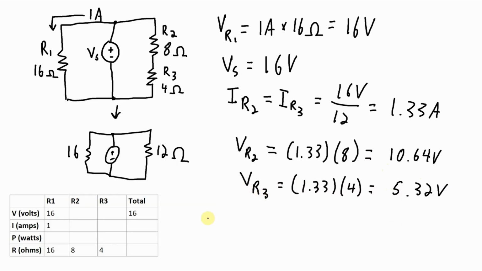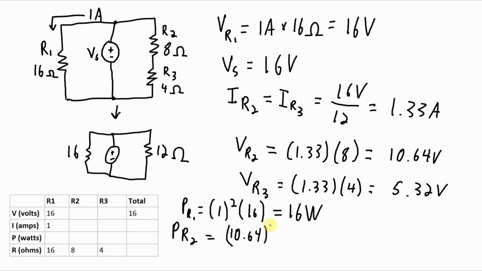The last thing to calculate is the power. And since I know the voltage across, currents through, and the resistances of all of these components, I can use any of my power equations to calculate the power. So let's do it in a little different way for each one. Okay, so for power for R1, let's do I squared R. So that will be 16 watts. For R2, let's do V squared over R. That works out to 14.15 watts. And for R3, let's go back to Old Faithful, V times I.